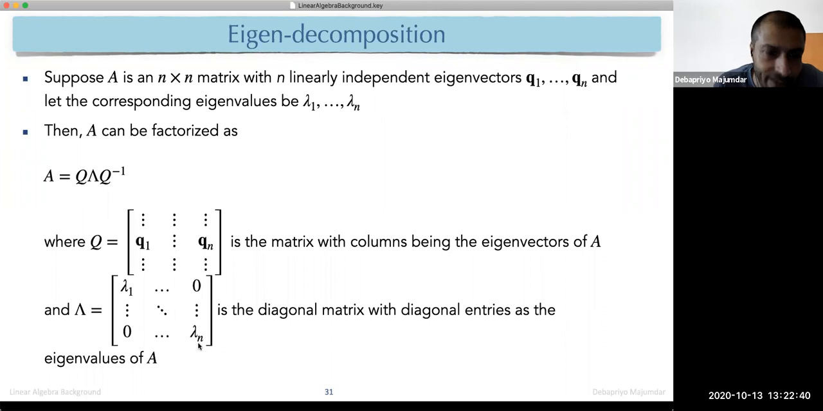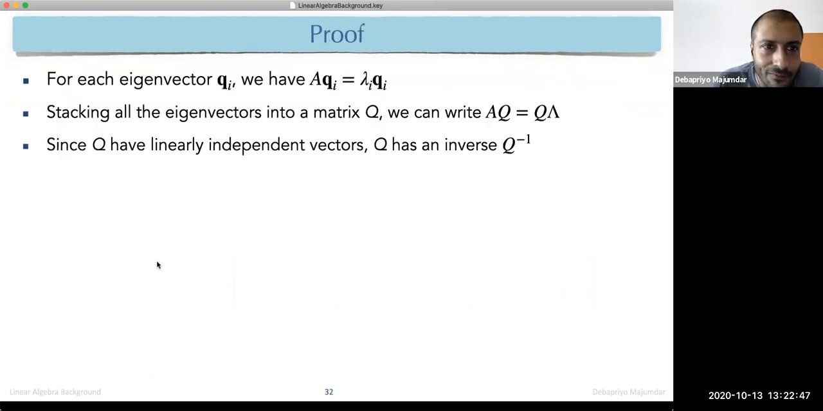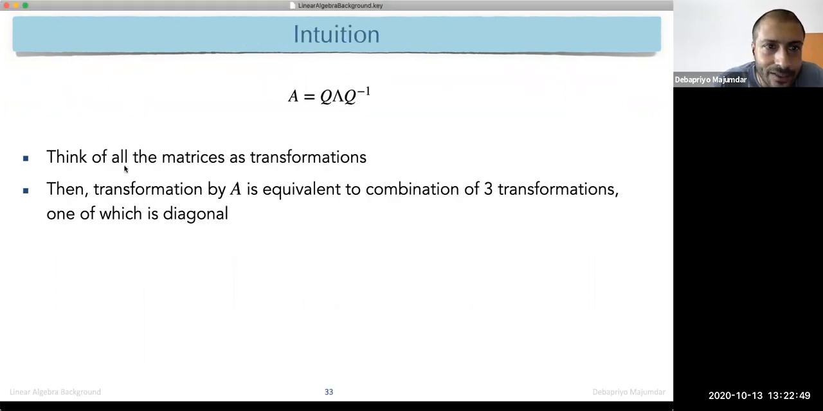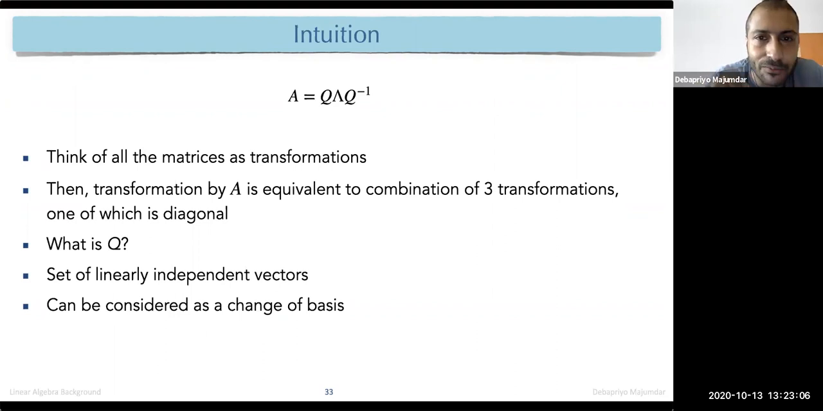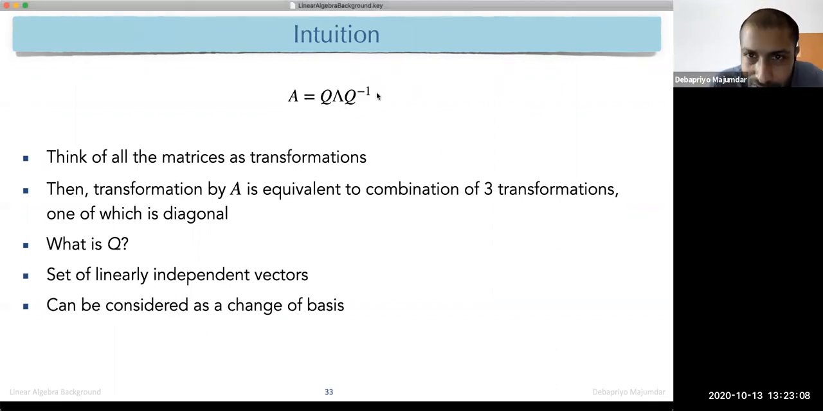lambda is your diagonal matrix with the eigenvalues. You can think of all the matrices as transformations, and a transformation by A is equivalent to the combination of 3 transformations, one of which is diagonal, a scaling. Your first one is a change of basis. What is Q? Q is a set of linearly independent vectors, so it is a change of basis. Q inverse is also a set of linearly independent vectors, so that is also a change of basis.